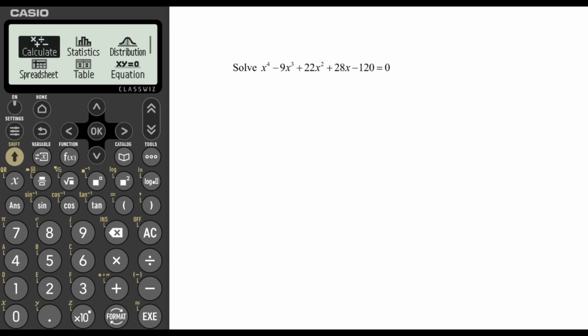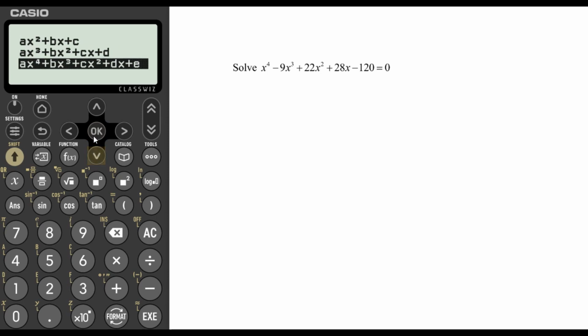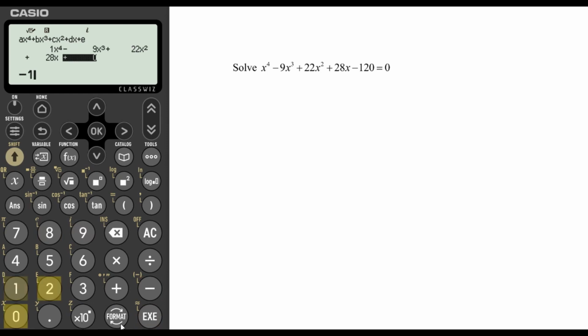We can use our calculator to solve quartic equations. For example, suppose we want to solve x to the 4 subtract 9x cubed plus 22x squared plus 28x subtract 120 equals 0. From the main menu, go to the equation sub-menu. We have a polynomial of degree 4. We have 1x to the 4 subtract 9x cubed plus 22x squared plus 28x subtract 120.